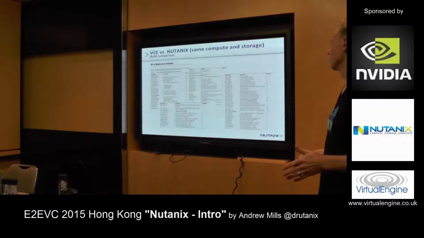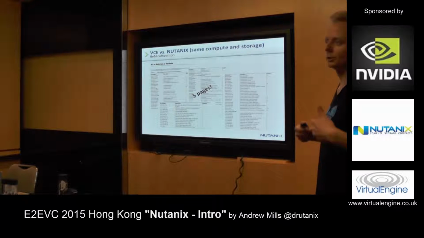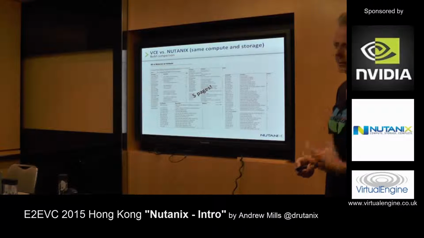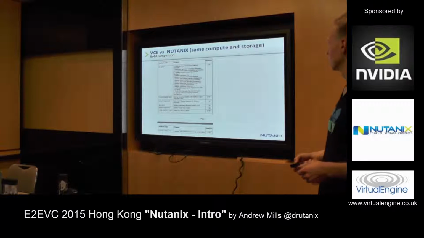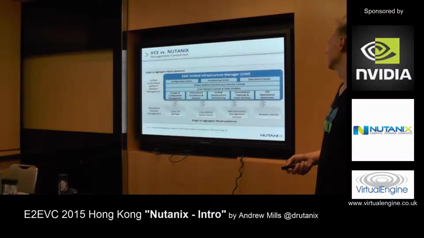So this is more of how much is involved when you do a three-tiered architecture. 5 pages, not a very simple component. So for us, we're 1 1/4 page of a BOM. So again, it's just that simple.